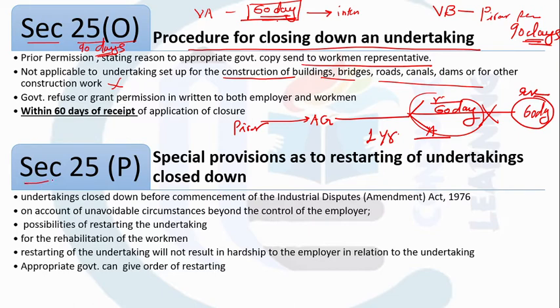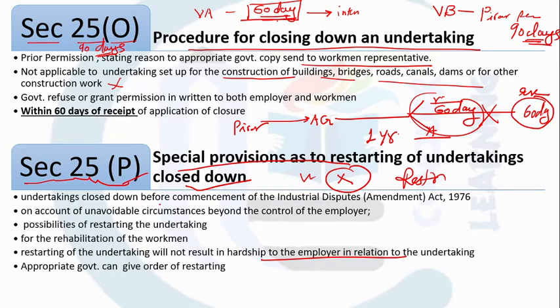Next comes Section 25P, which says the special provisions for restarting an undertaking which is closed down. Now suppose some industrial establishment was closed down due to some reason. Our Industrial Relations Act has a provision that the industrial establishment can be restarted again. But before restarting, it is made sure that it does not put a hardship on the employer.